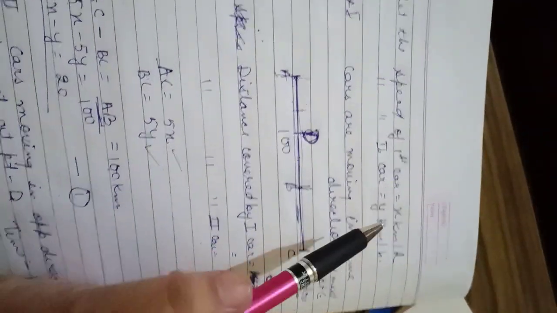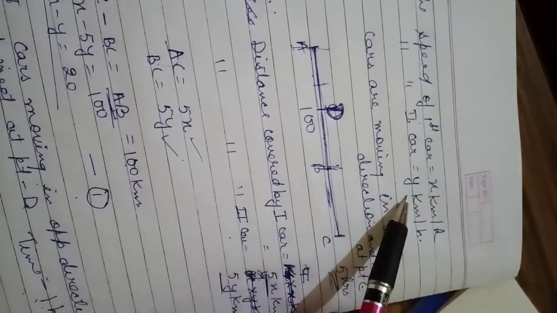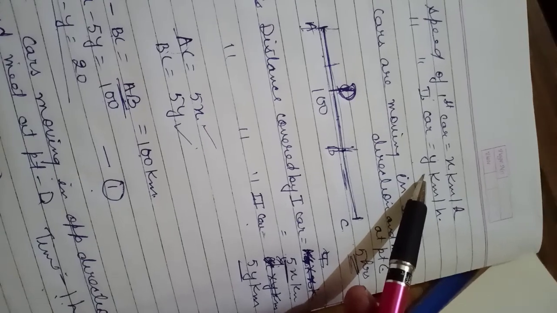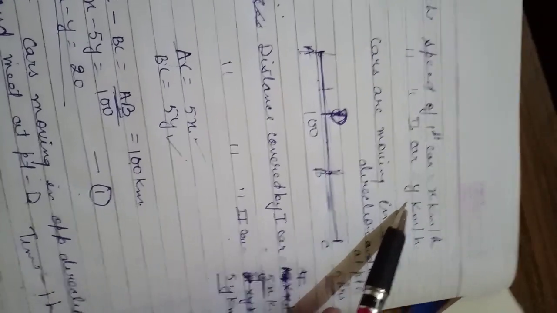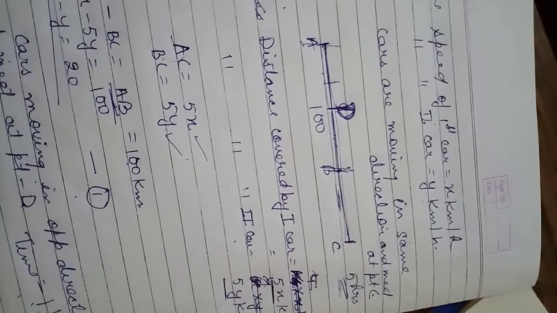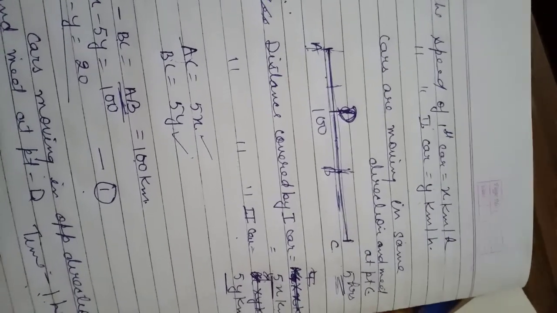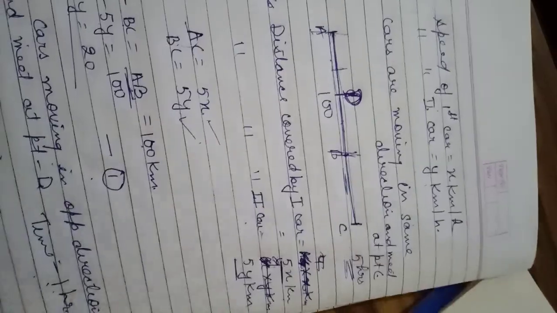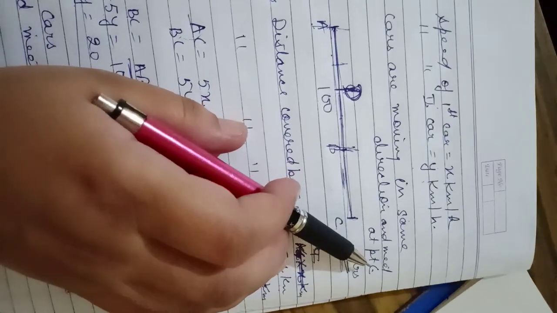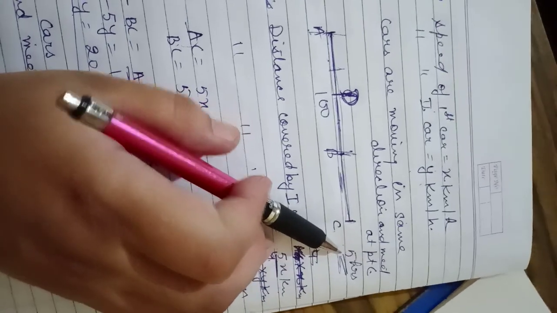Let the speeds of the first car and the second car be X and Y. We have assumed that the car moving from point A has speed X and the car from point B has speed Y, in kilometers per hour. Now in the first case, the cars are moving in the same direction and meet at point C after 5 hours.